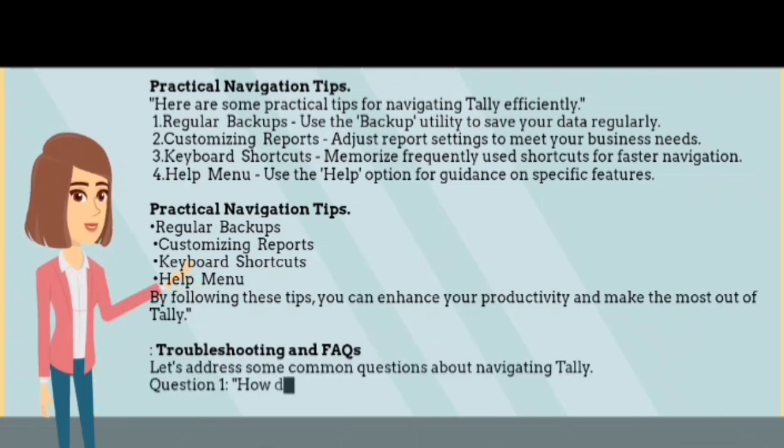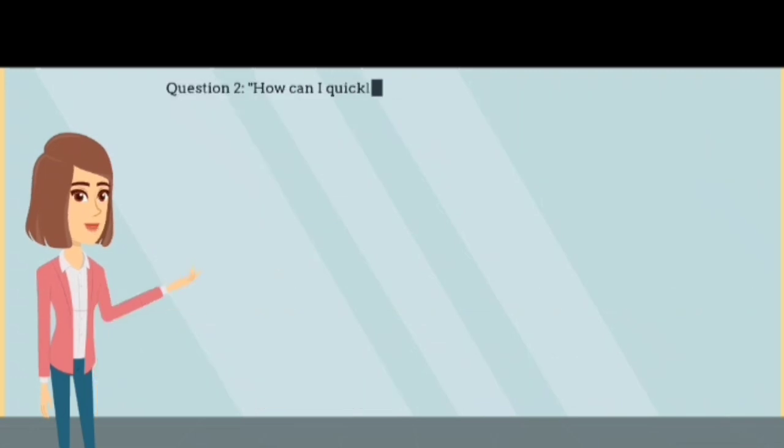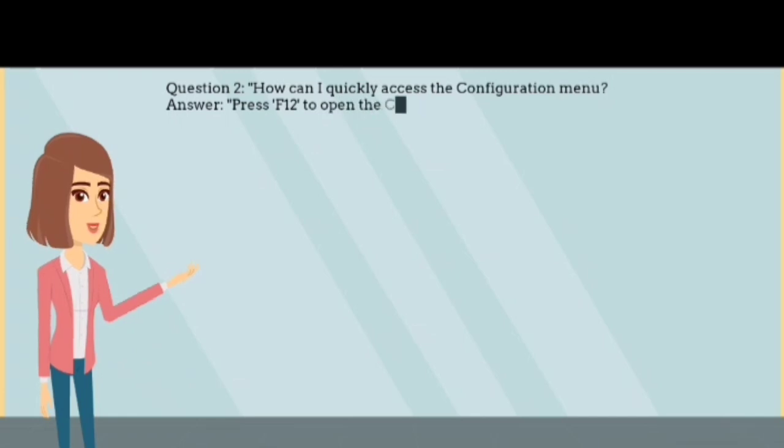Question 1. How do I switch between companies? Answer: press F1 and select the company you want to switch to. Question 2. How can I quickly access the configuration menu? Answer: press F12 to open the configuration menu.